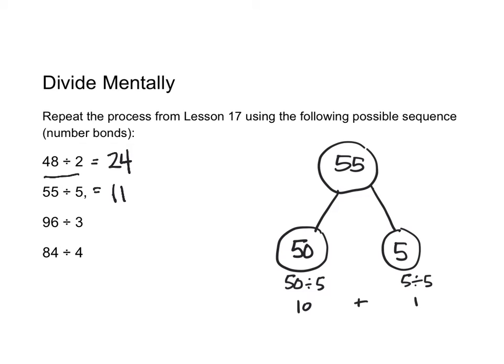All right, as we get to this point, I want you to be thinking about, okay, now I can take my own. I want you to, on your whiteboard, be making some of these number bonds, okay? So let's look at 96 divided by 3, which is our next one here. Let's do that one. 96 divided by 3. So we're going to put 96 up at the top.